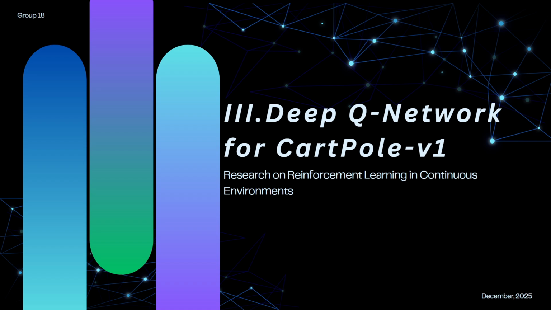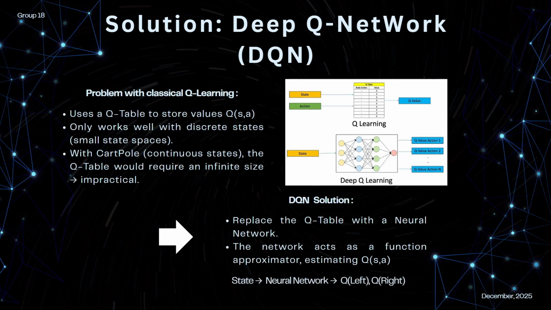So my part is deep Q network for CartPole V1, research on reinforcement learning in continuous environment. Now let's talk about our solution. Why did we choose the DQN instead of the classical Q learning? The problem lies in the continuous state. In classical Q learning, we use a Q table to store values, but since the position and velocity of the cart can be any decimal number, the number of states is infinite. A Q table is impossible to use here.